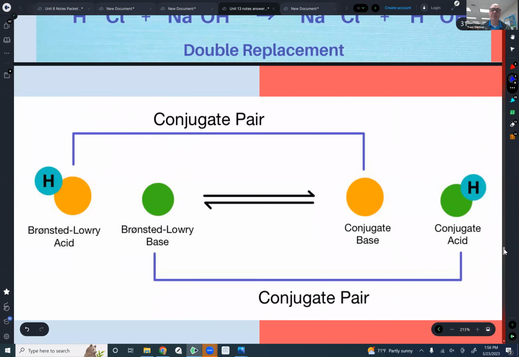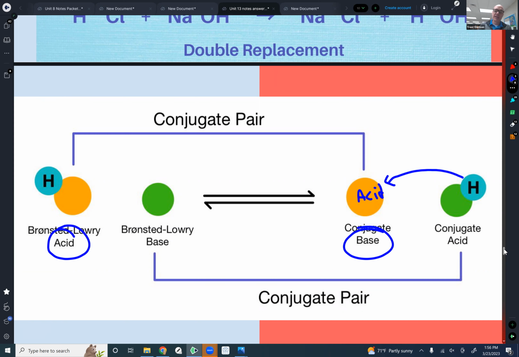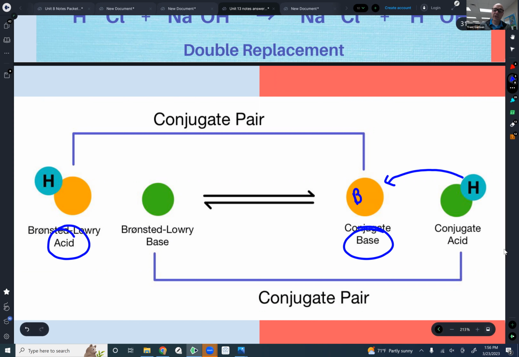What it forms is something called a conjugate pair. The acid, remember, it gives away its H. If it is an acid on the reactant side, it becomes a base on the product side, because what is this acid particle looking for? Well, it's looking for an H. So that H could come right back over here. So it is called a base because it wants to accept the hydrogen.